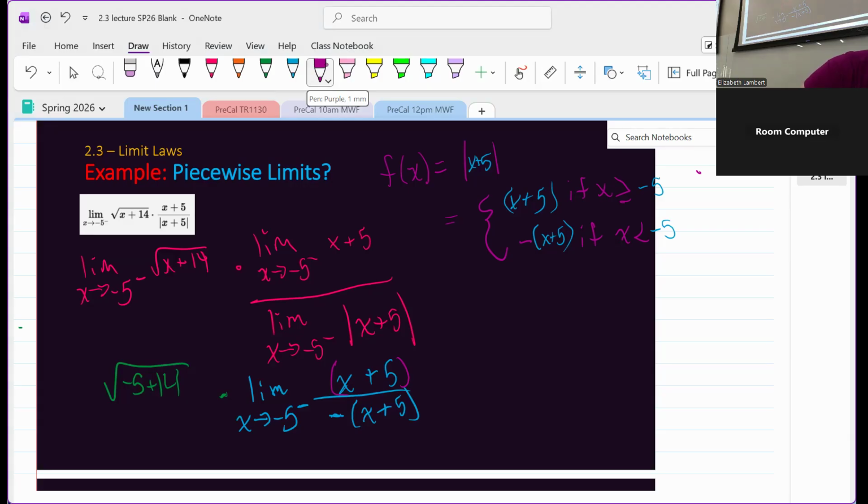So I got x plus 5 on top, the negative of x plus 5 on the bottom. Numerically, as we get closer and closer to -5, those two things are going to keep canceling each other out, except the bottom, since we're coming from the negative side, is always going to be negative. So this whole thing actually evaluates to just a -1. And then the front part is the square root of 9 times -1. So we end up with -3.